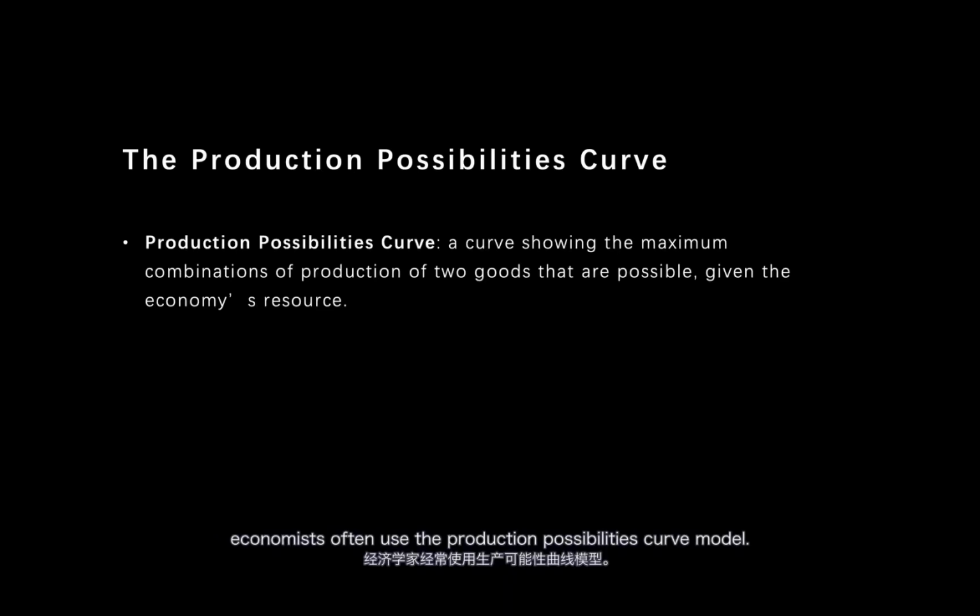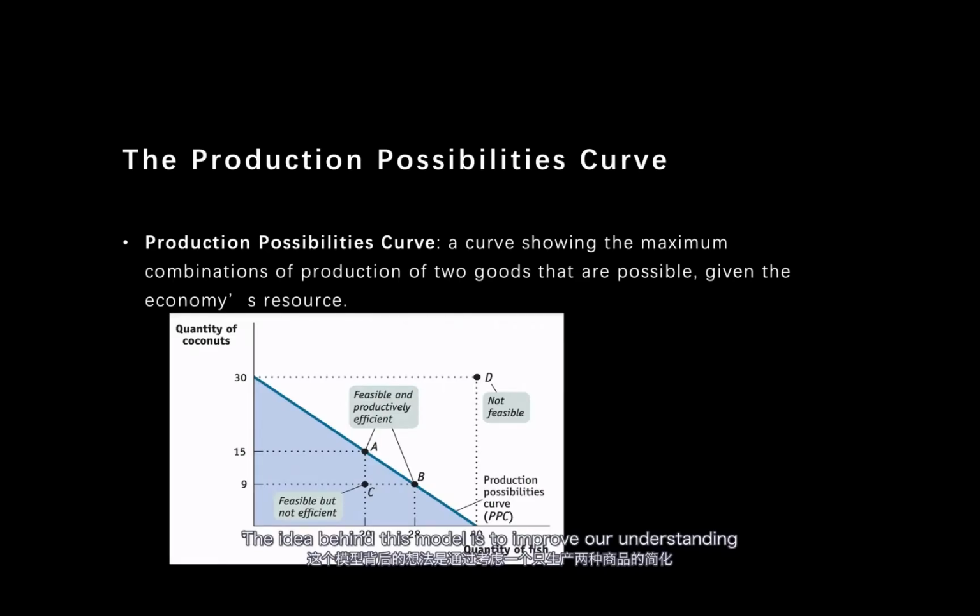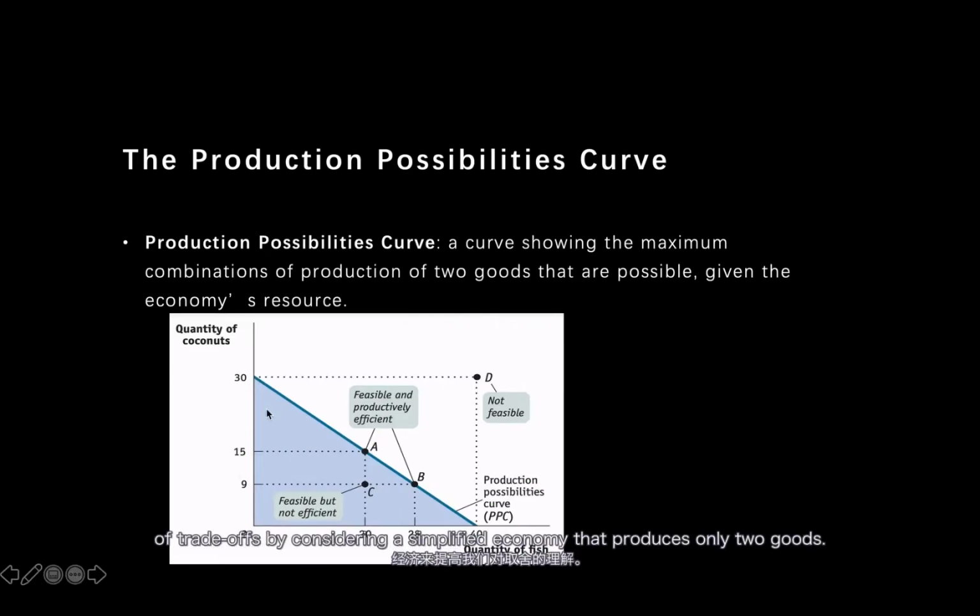As we've talked about trade-offs last time, now let's think about trade-offs, which are necessary in any economy. Economists often use the production possibilities curve model. The idea behind this model is to improve our understanding of trade-offs by considering a simplified economy that produces only two goods. This simplification enables us to show the trade-offs graphically.